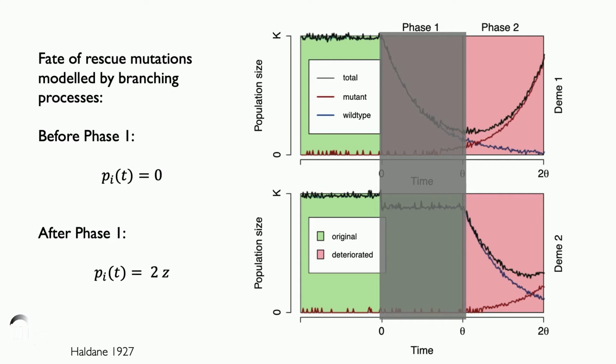So population dynamics are relatively straightforward to model in this case. We do it deterministically.